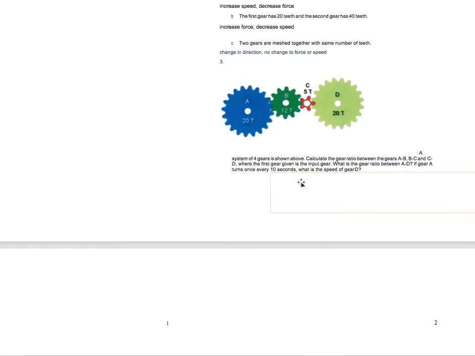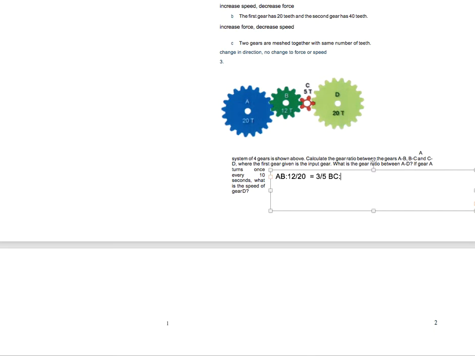Questions 3 and 4 are rather more involved. A system of 4 gears shown above. Calculate the gear ratios between A and B, B and C, C and D. When the first gear given is the input gear, what is the gear ratio between A and D? So, A and B, output over input, 12 over 20. B and C, 5 over 12. 12 over 20, well, we could make that 6 over 10, 3 over 5, couldn't we? Or 0.6.